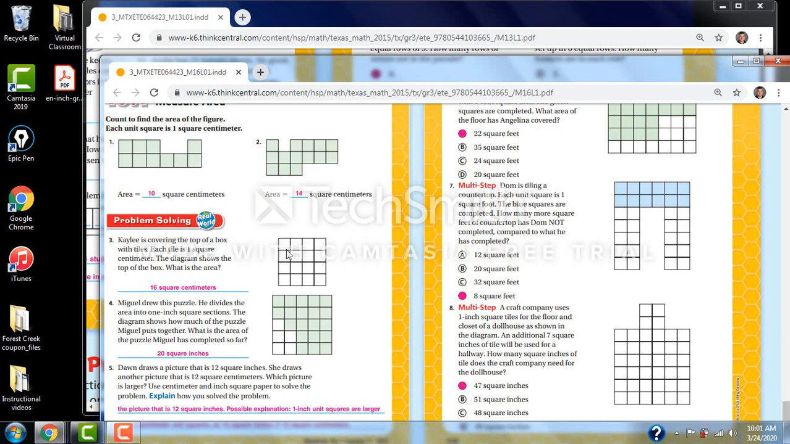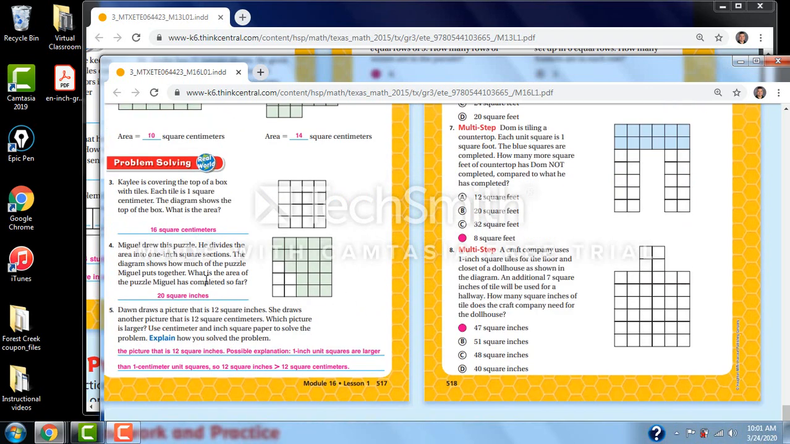Here is the top of the box with each one square. The diagram shows the top of the box. What is the area? So 1, 2, 3, 4. Then 1, 2, 3, 4. 4 times 4 is 16. And that's 16 square centimeters. Notice how they put in square centimeters, and you get that from this section right here. Remember that when you put your answer, you have to include square centimeters, because if you don't, I don't know whether they're chicken, pigs, horses, or geese. So make sure you include that in there.